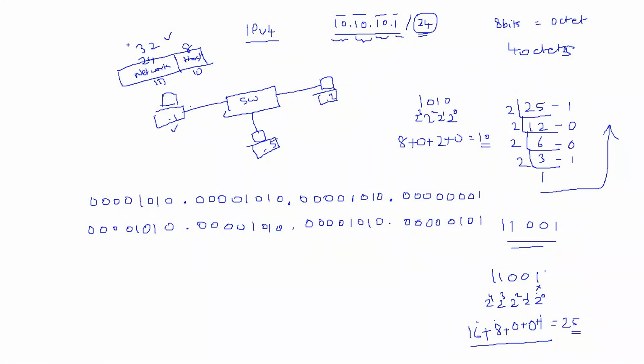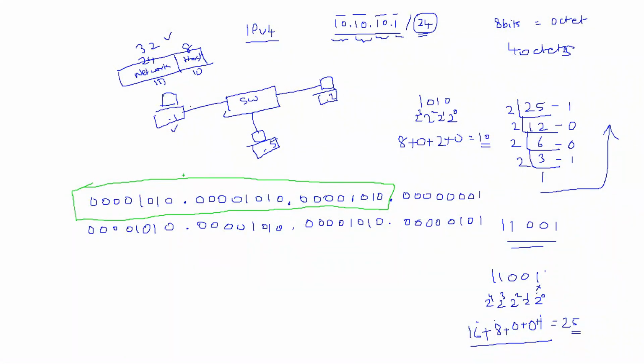Now, the given IP address and subnet mask is what defines in the given IP address how many bits are network bits and how many are host bits. So in this given IP address, it's slash 24, which means the first 24 bits are network bits.